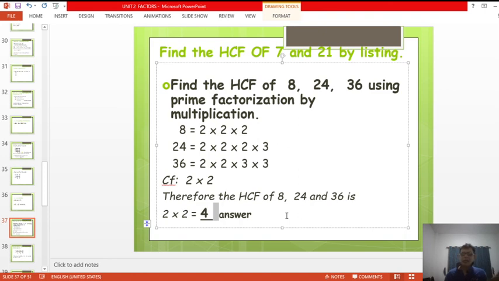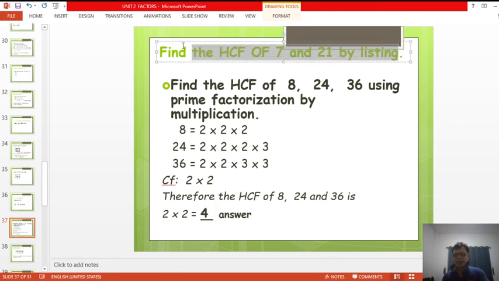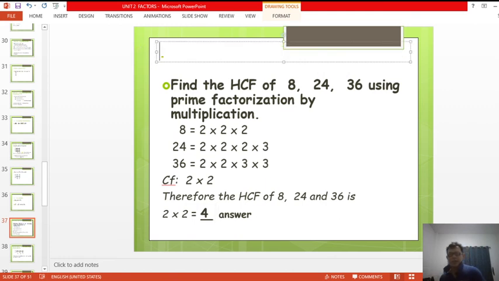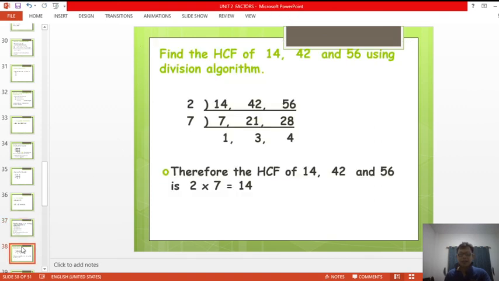Again, here, this one is not listing. This is prime factorization. Sorry, not this one. Using prime factorization. So here, I hope you understand.